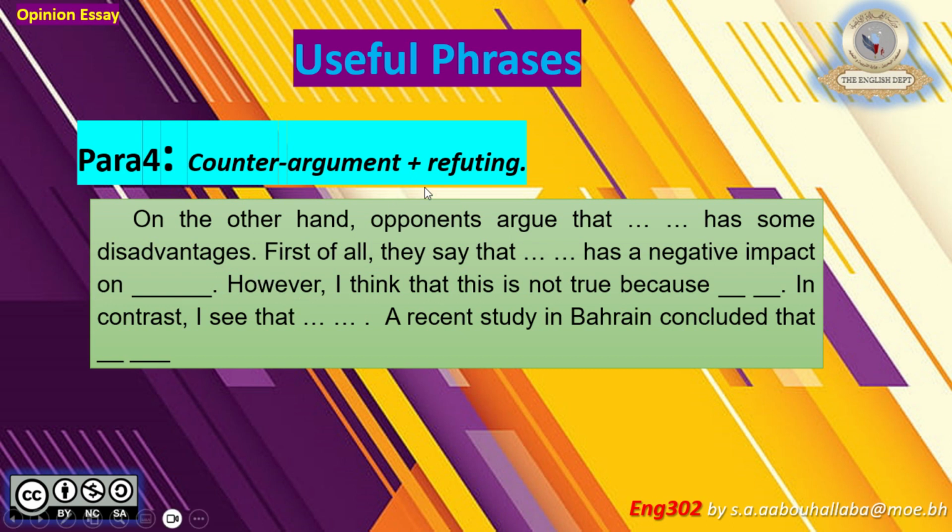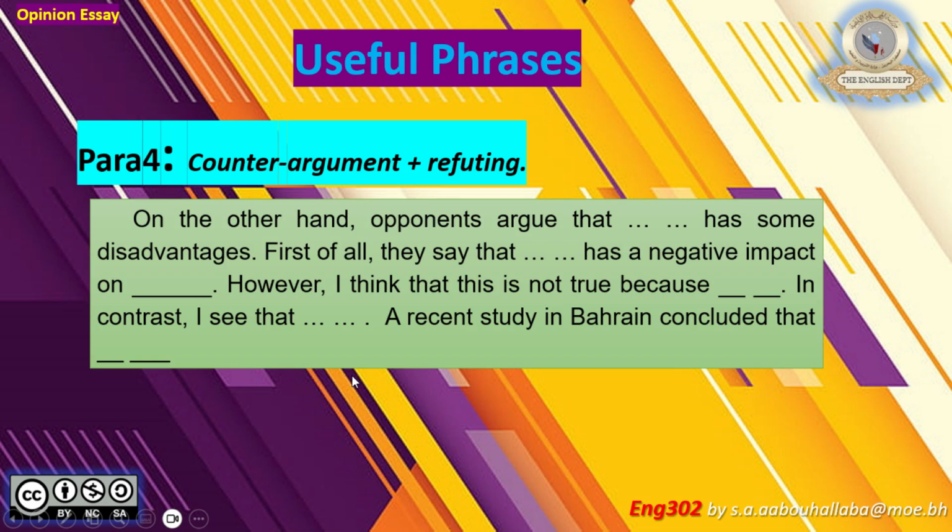However, here is the refutation. What is my reply for that? However, I think that this is not true. That's my judgment first, and then I'll give a reason for it. I don't say just my judgment without giving a reason for it. I need to support it with reasons and details. Because so and so. In contrast, again is what they say. I see that, and I add one more refuting for that argument. Finally, a recent study in Bahrain concluded that, and I refer to a study.